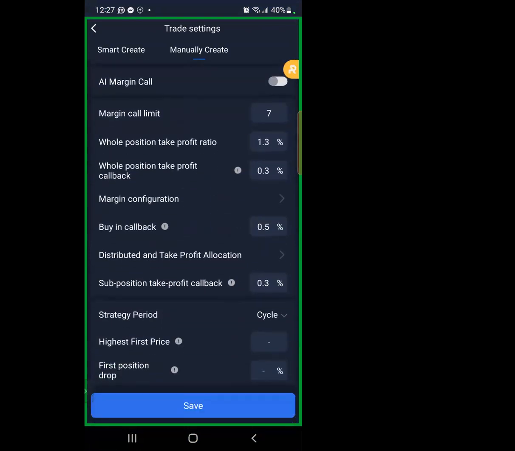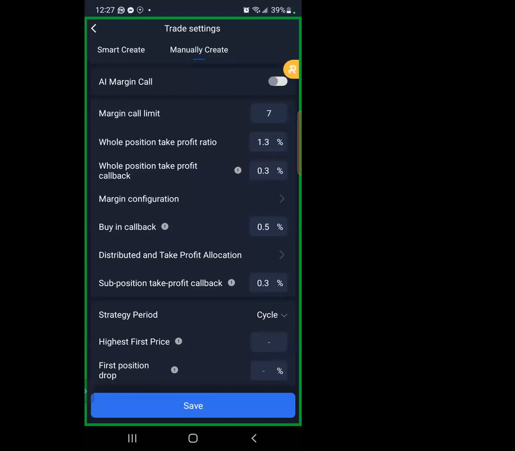I want to talk about these two things. A buy-in callback. We are going to talk about a callback. There is a buy-in callback, there is a take profit callback. The buy-in callback is one. The take profit callbacks are two. We have the whole position take profit callback and the sub position take profit callback. Today we are going to understand these things.